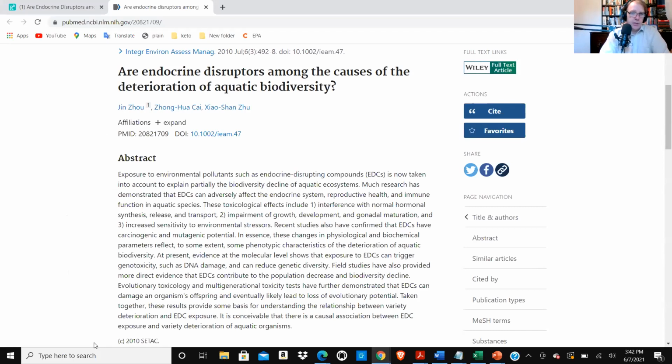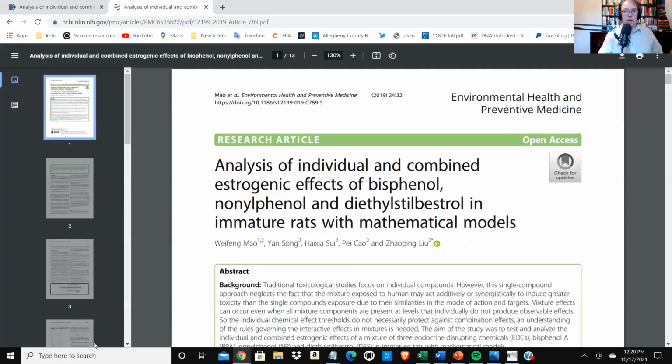There's a message here in this paper. Are endocrine disruptors among the causes of deterioration of aquatic biodiversity? And there it is. You've got the food web being affected, biodiversity declining. If you're concerned about having a thriving ecosystem, you want to get rid of the EDCs produced everywhere because they go everywhere. Some of them last almost forever.